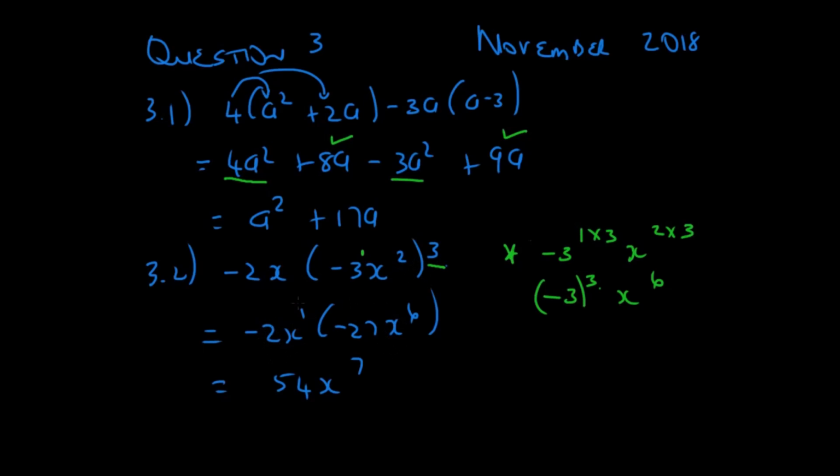And once we've simplified that, now that we've sorted out the brackets, we can multiply in. Negative 2 times negative 27 is 54, and that's an invisible 1. 1 plus 6 is x to the power 7. Let's look at the next one.